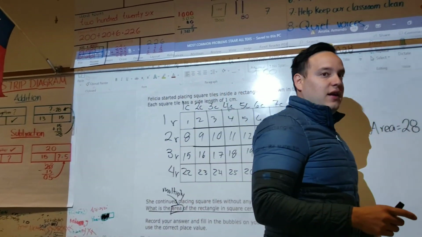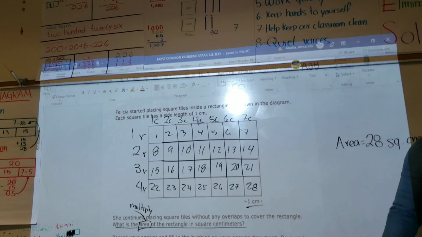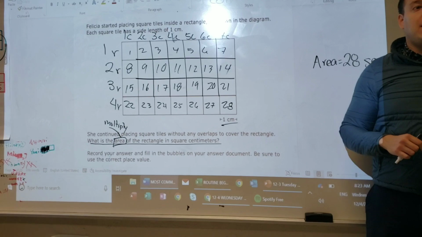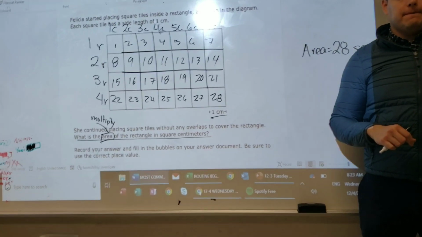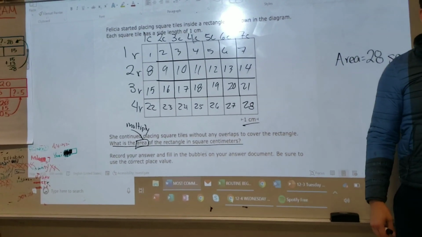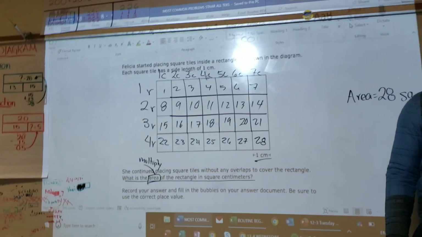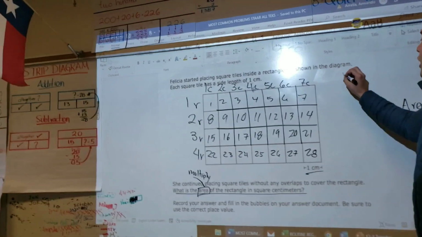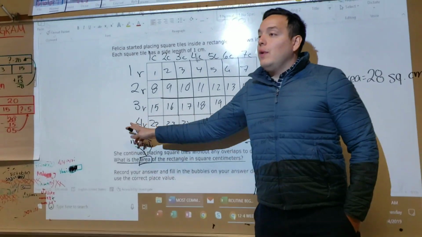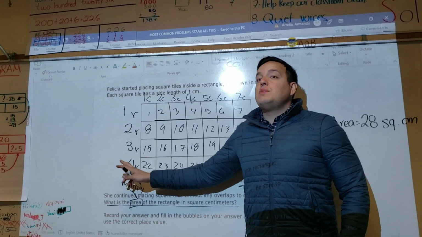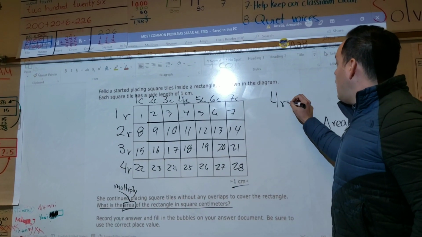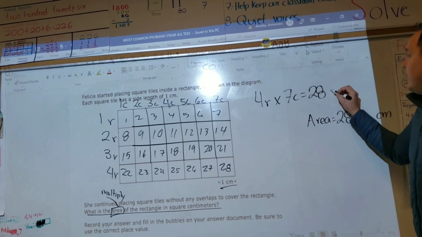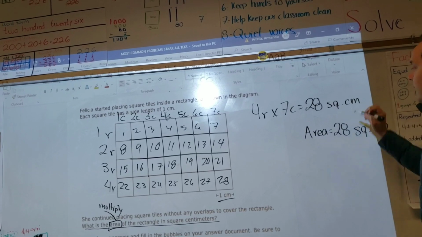Then what, Miguel? What's next? We already labeled the rows and the columns. What number do I multiply? Can I multiply now? Can you tell me the multiplication? 4 times 7. 4 rows times 7 columns. Bien? Remember, always the rows come first. Rows before columns, okay? 4 rows times 7 columns is 28 square centimeters. Okay?